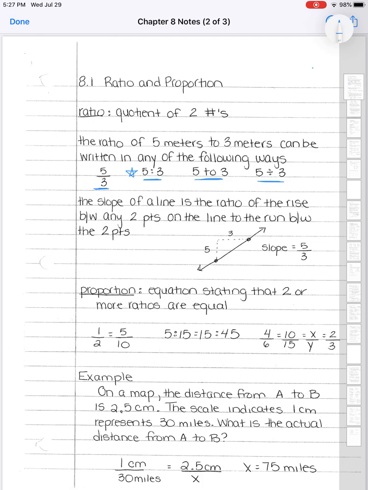So the focus of Chapter 8 is going to talk about similarity. But before we get to similarity, we have to talk about proportions, because many times when we talk similarity, we're going to be actually setting up proportions. So we need to know how to solve it.